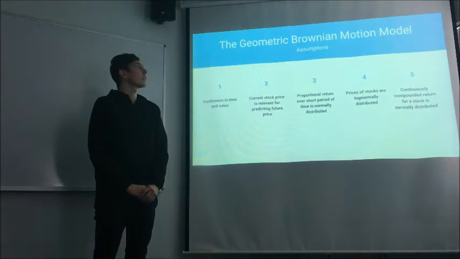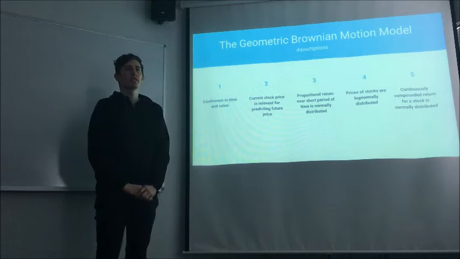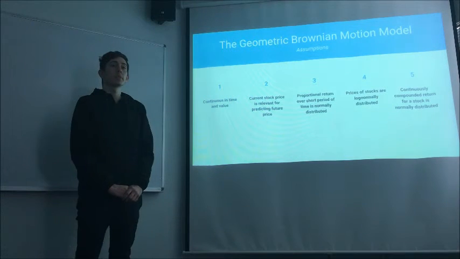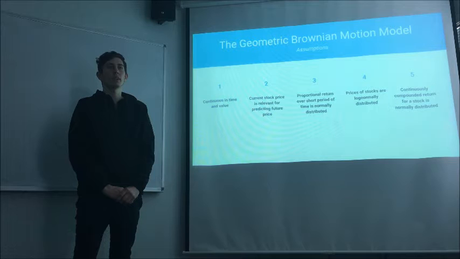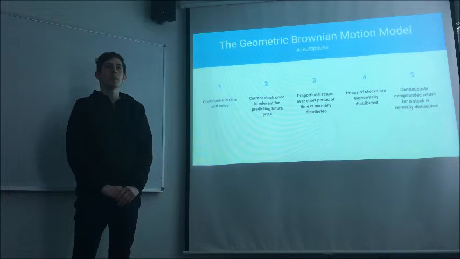The geometric Brownian motion model has 5 assumptions. The first is that stock prices are continuous in time and value. Stock price is always changing over time and can be seen at all times. Even though markets close on nights and weekends, this assumption makes modelling easier. Only current stock price is relevant for predicting future price. This follows a Markov process where the price history does not determine the future price of a stock. In other words, if a stock price performed poorly yesterday, this does not determine its future performance.